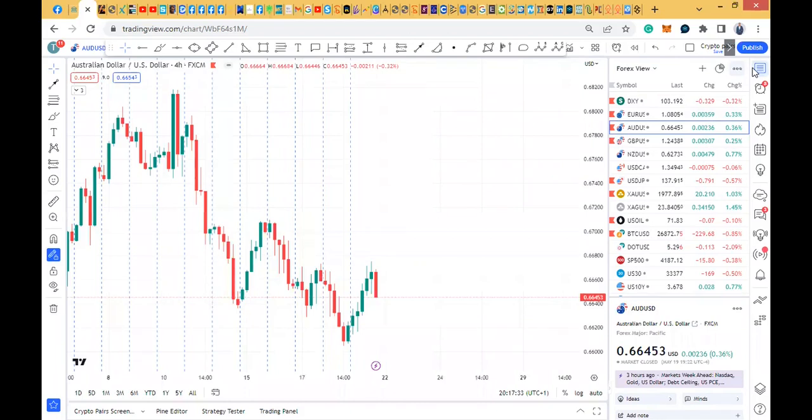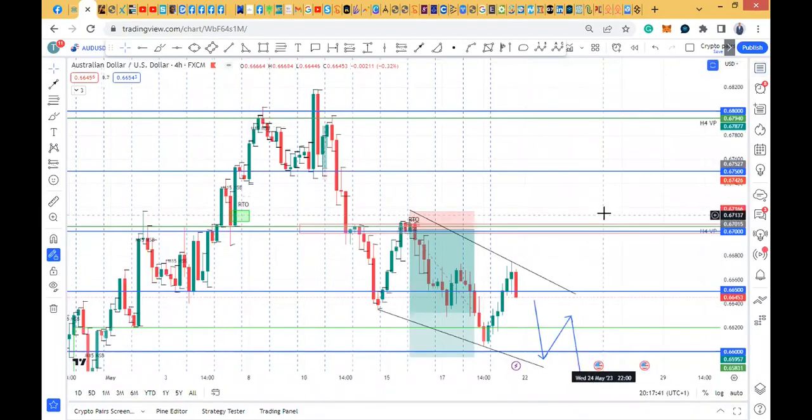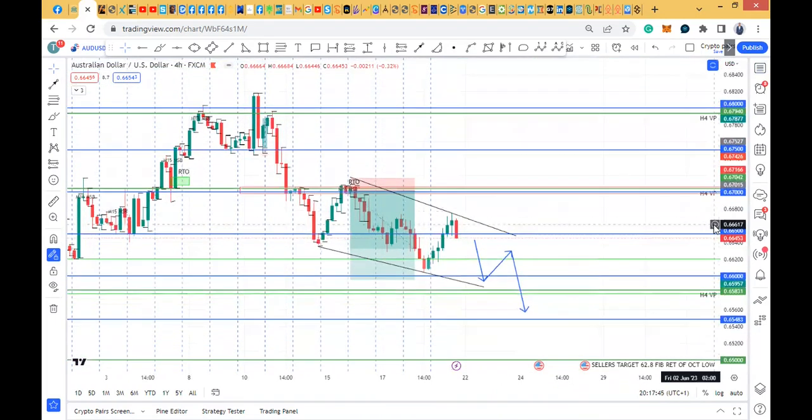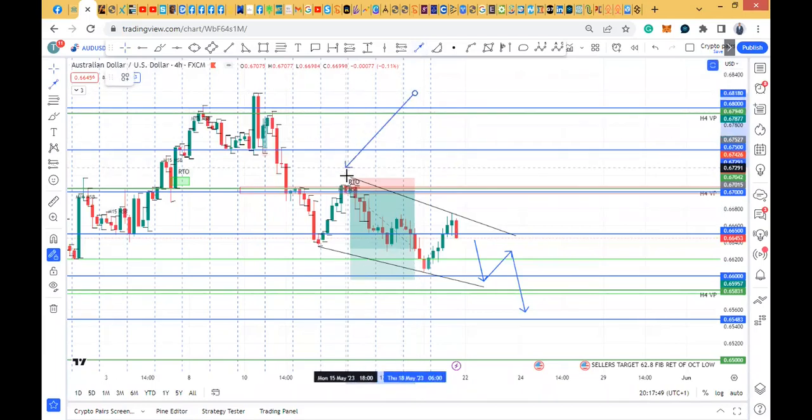AUD USD is the next on our list. Fantastic. So AUD USD has a different structure. If you guys were here last week Sunday, we told you that we're expecting AUD to move to the upside. On Monday, that was what AUD did. After that, on Tuesday, AUD started to drop. Wednesday, the same thing, started to drop, continued dropping. Thursday, the dropping. Friday, it came back up.